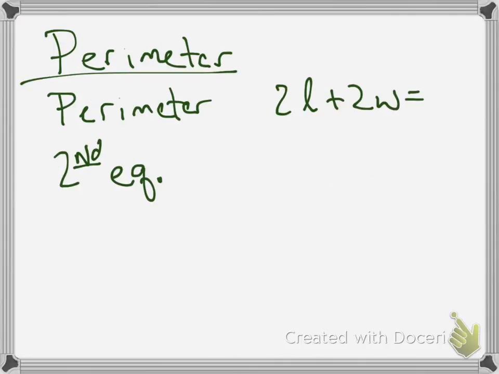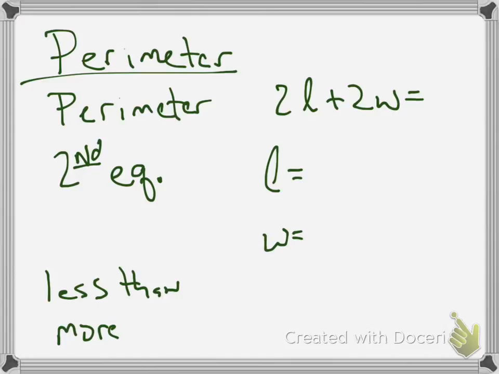Perimeter, 2L plus 2W equals something, and then the second equation has L is equal to, or W is equal to, the length is, the width is, and whatever it may be equal to. But keep in mind the words less than and more than, because what those mean will be very critical.